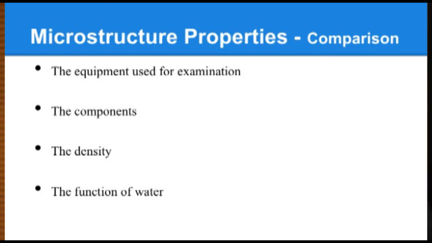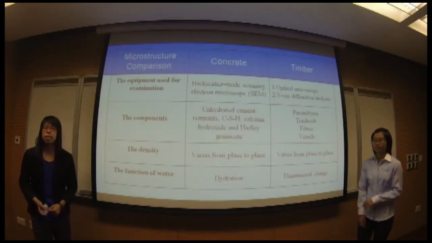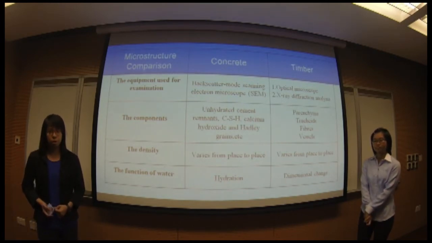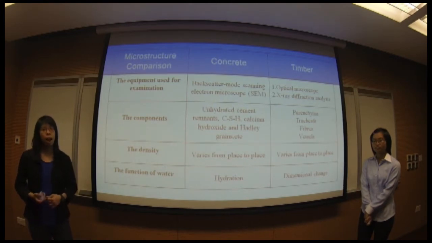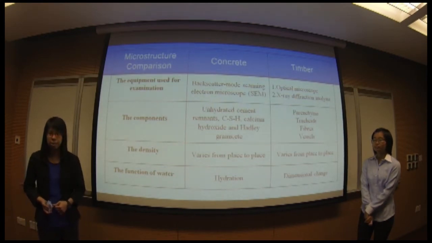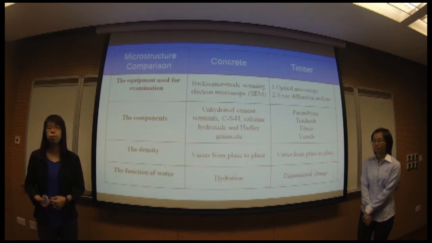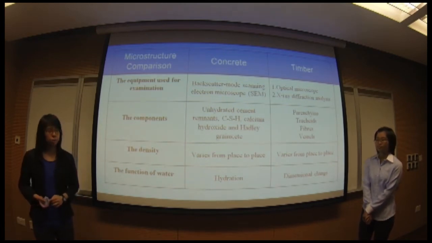The microstructure of concrete and timber are different in terms of the equipment used for examination, the components, the density, and the function of water. For concrete, the equipment used for examination is a backscatter mode scanning electron microscope. For components, concrete has unhydrated cement remnants, CSH, calcium hydroxide, Hadley grains, etc. The density of concrete varies from place to place. And the function of water in concrete is hydration.